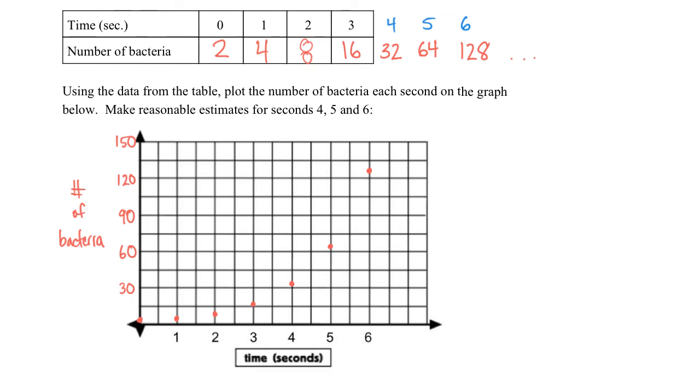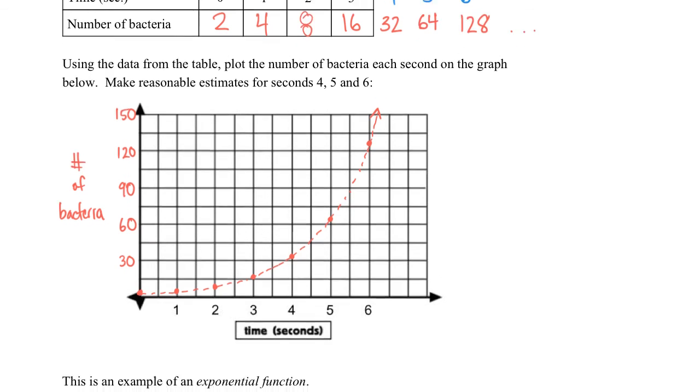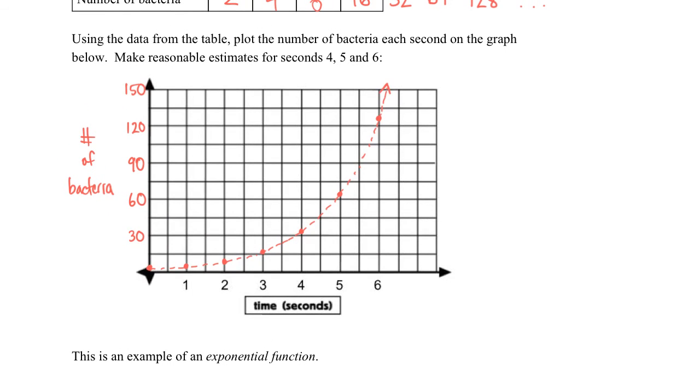All right, now if I were to connect this, it would look something like this. This would be a nice curve. It would look something like this, and it's going to go forever in that direction. It kind of looks like half a quadratic, but it's actually not half a quadratic. It's actually called an exponential function.